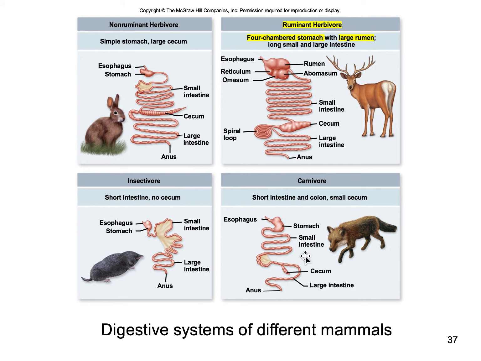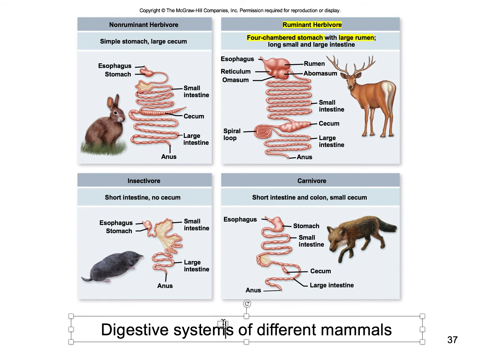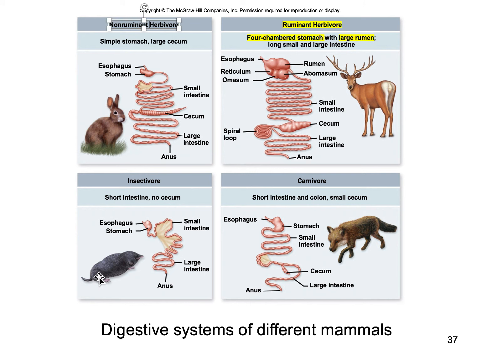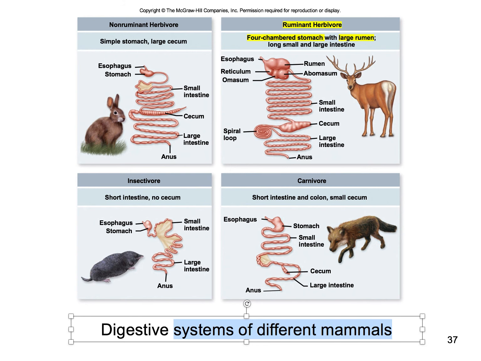If you compare that to, say, this fox here, this fox has a stomach, pretty short small intestine, pretty short large intestine. Same with this insectivore. I don't know exactly what kind of insectivore it is. Could be a vole. It's got a short small intestine, short large intestine. It doesn't even have a cecum, whereas these guys have large cecums in order to accommodate the types of foods that they eat. So different types of organisms that have different food preferences, herbivores, carnivores, omnivores, have different digestive systems as a result.